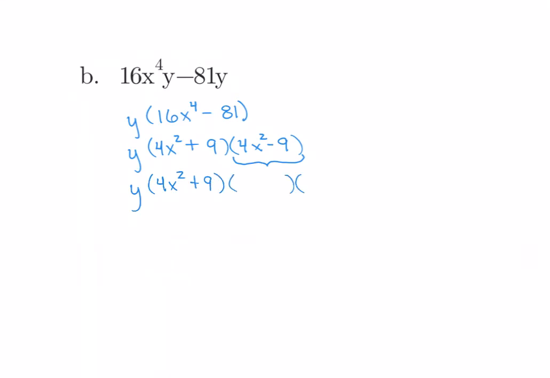Now 4x squared minus 9, this is difference of squares, and this does factor further. So 4 is 2 times 2. X squared is x and x. 9 is 3 and 3. And we have different signs. This is now considered completely factored.